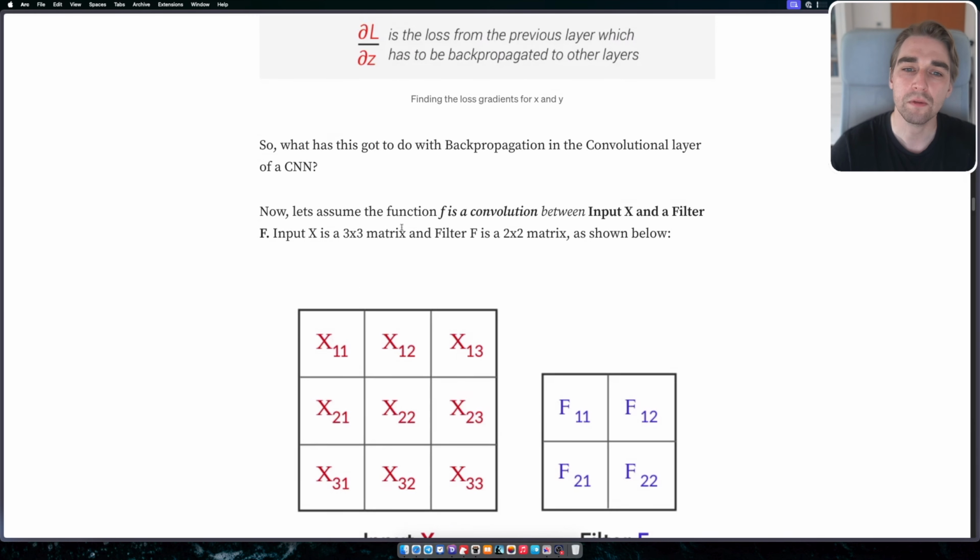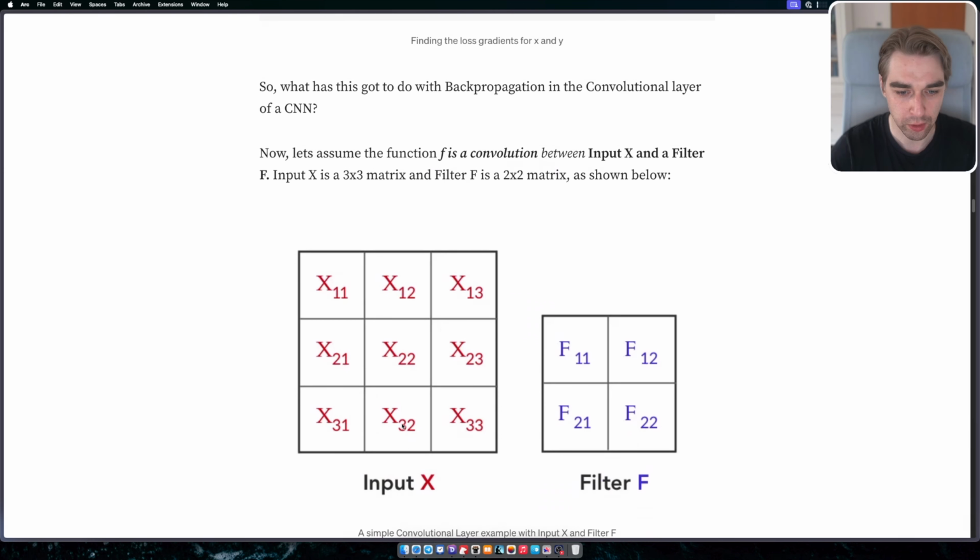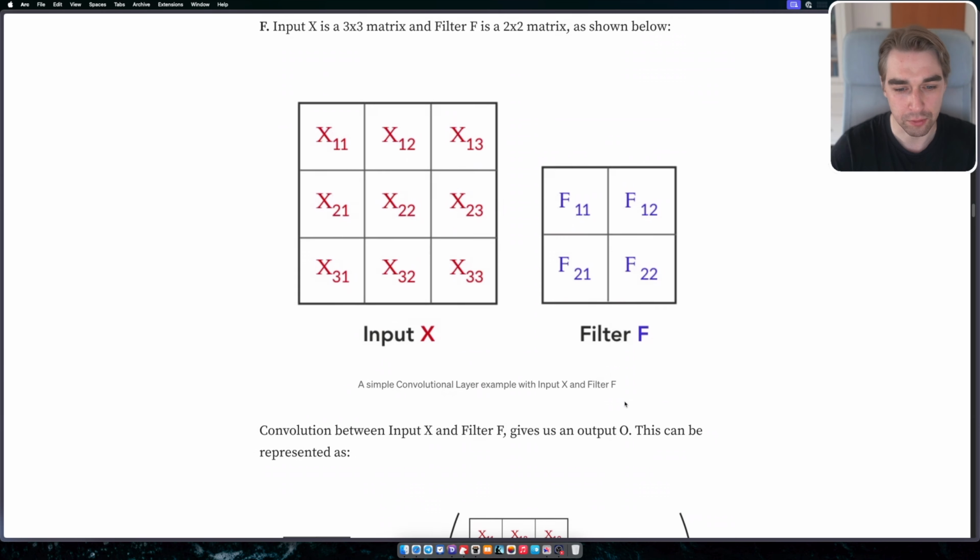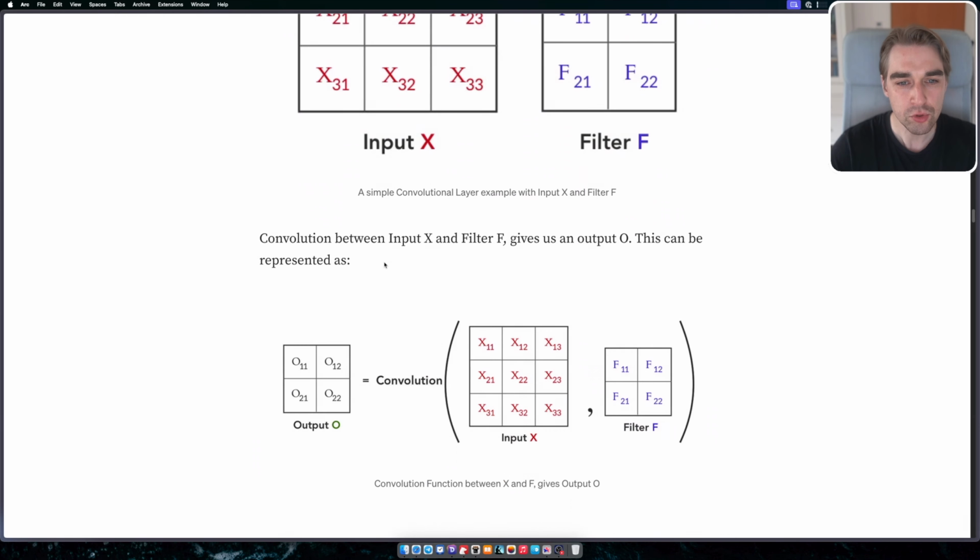Now let's assume the function f is the convolution between input x and filter f. Input x is a 3x3 matrix and filter f is a 2x2 matrix shown below. So we have the input in general and the filter that we're going to use for the convolution. Convolution between x and f gives us the output O.